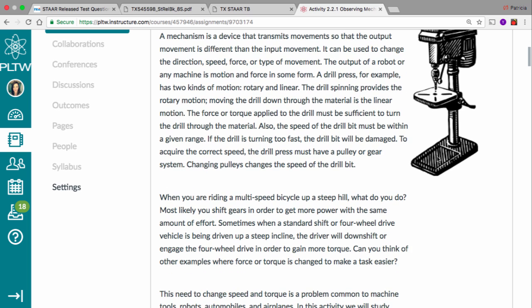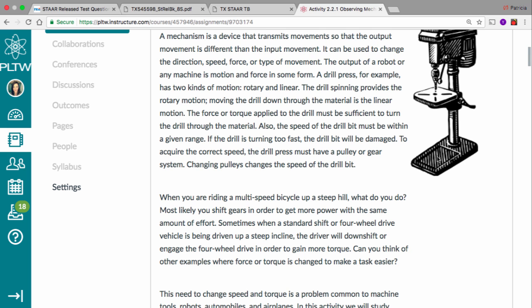And then, of course, when we talk about mechanisms, you have to think about a multiple speed bike, right? Taking your 10 speed and riding that bike up the hill. Do you leave it in the same low power gear? No, you change your gears in order to get more power for the same amount of effort. We call that torque. You go to a larger gear so that you can get more torque out of the same amount of input. Now, when you're going on a flat surface, you shift down so that you can pedal faster and get a higher speed.